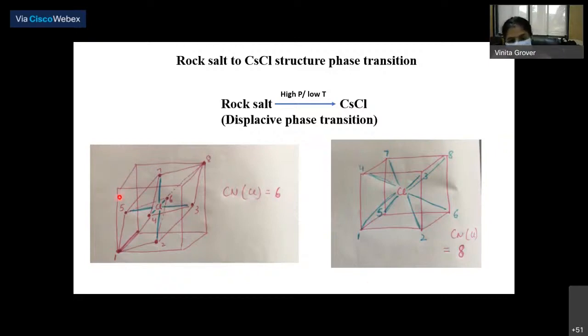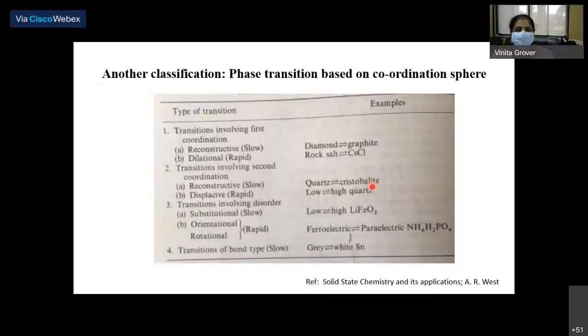So here the coordination number of chlorine was 6. What was that 6? 6 sodium at all the face centers, because it was at the body center. But here the coordination number of the chlorine becomes 8. So this is called rock salt to CsCl phase transition, and it is a displacive phase transition. Is that clear? Tell me if that is clear. How is this transition happening? Nice.